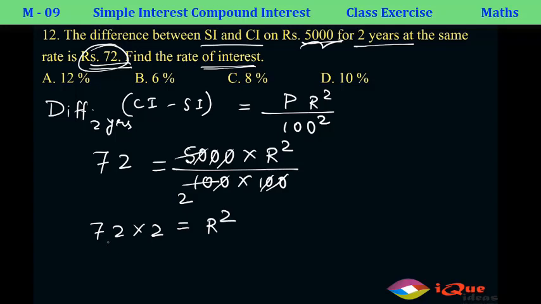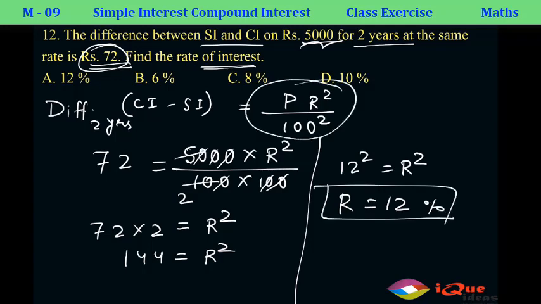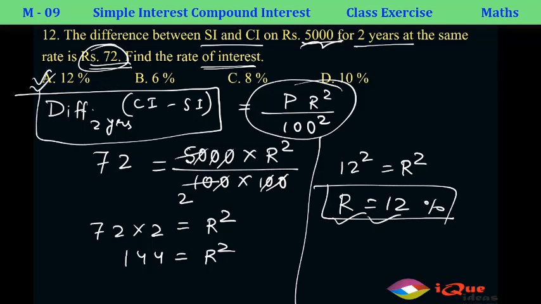So from here we can see 72 into 2 is 144. That is r square. And we know that 144 is 12 square. So from here we get r equal to 12%. So very simple question, a direct application of this formula PR square upon 100 square for difference between compound interest and simple interest for 2 years. Alright, so the answer is rate 12%, A option.